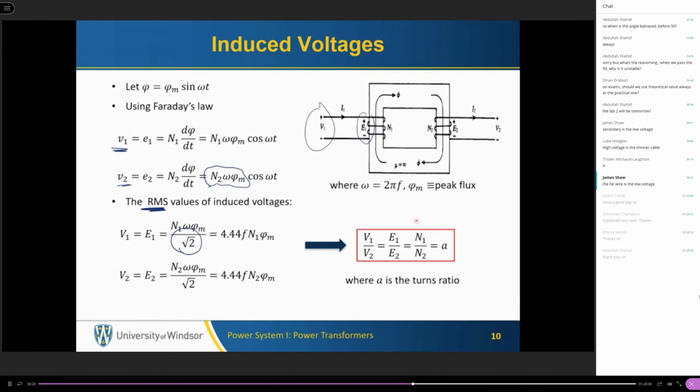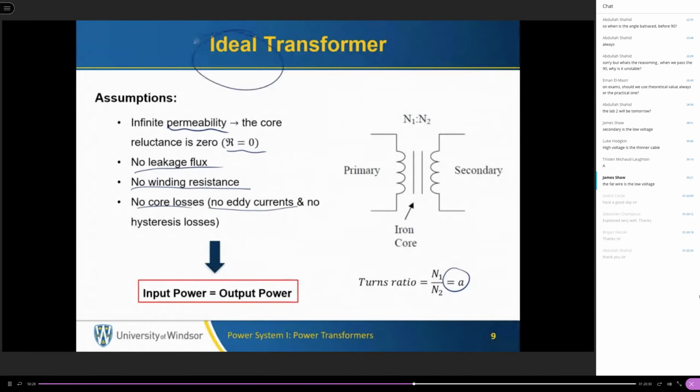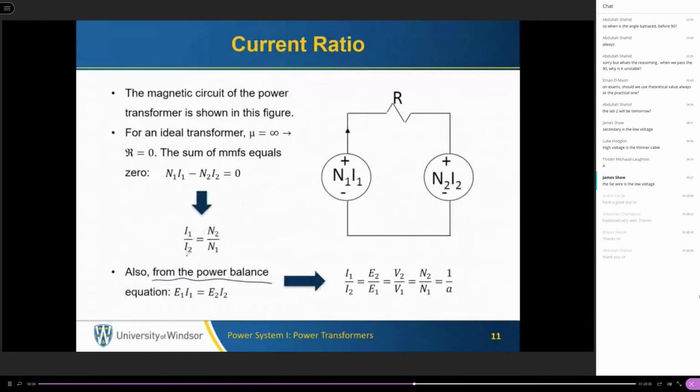Now, let's look at the current ratio. We can get the current ratio using the power balance. We know that this is an ideal transformer, so the input power should be equal to the output power. And we know the voltage ratio. So if you know the voltage ratio and you know that there are no power losses for ideal transformers, then we can get the current ratio.